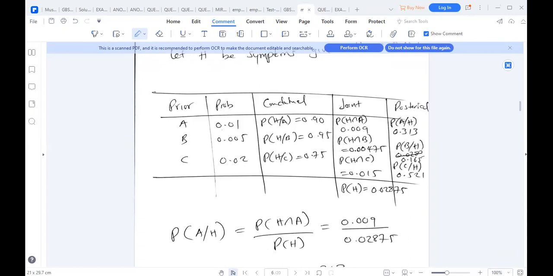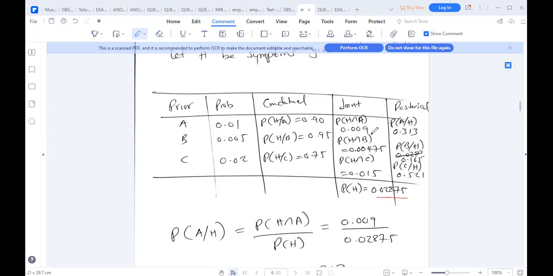So in this case, I multiplied this by that, I'm going to get H intersection A. 0.05 times that, I get H intersection B, 0.00475. And 0.02 times 0.75, I get 0.015. So when I add all this, I get the common letter, which is what?